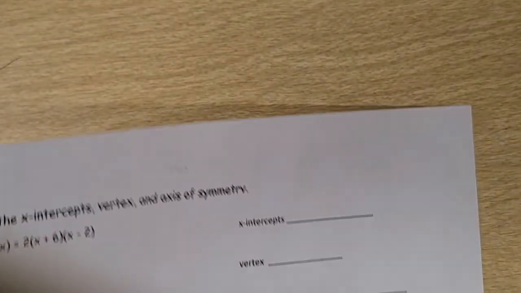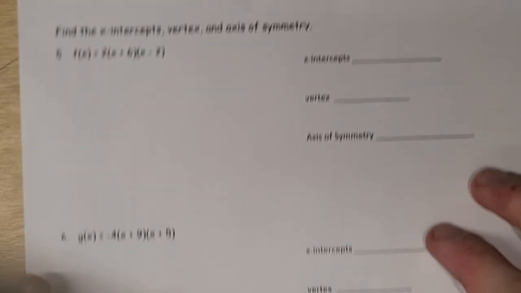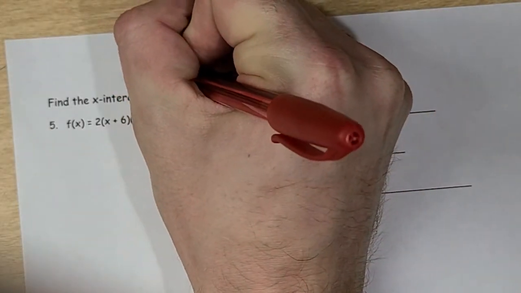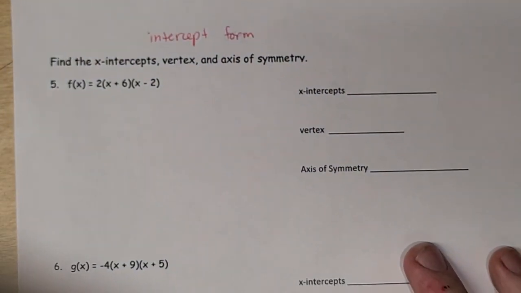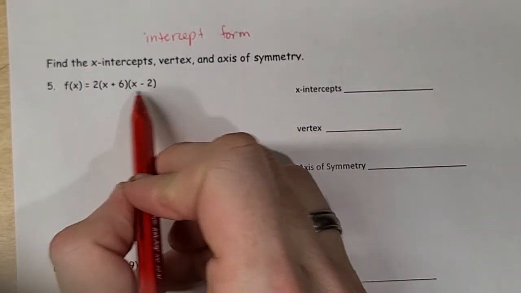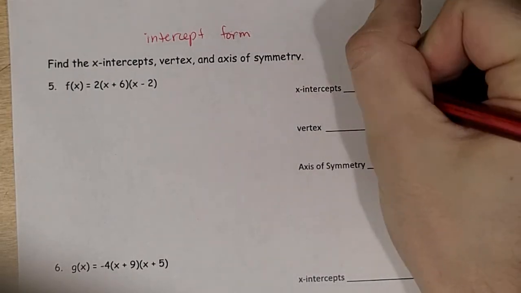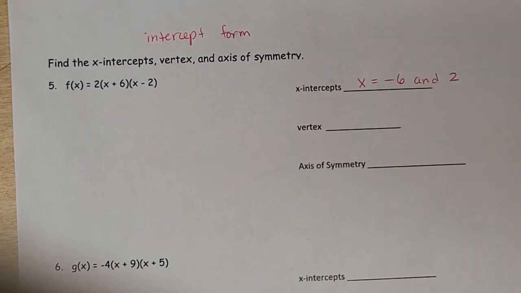Last page, if you print it out. No graphs on this one. But you do need to look at all 3 of these and realize that they are all written in intercept form. Intercept form has those 2 sets of parentheses, right? Okay, so x-intercepts. You look at this and you should be able to tell me my x-intercepts very quickly. My x-intercepts are -6 and +2.